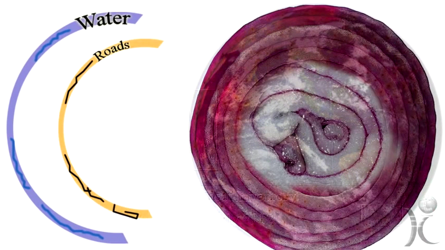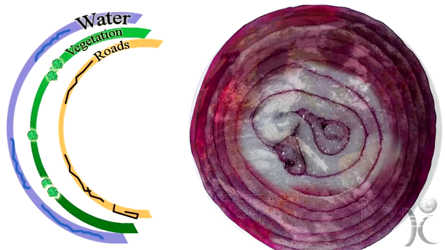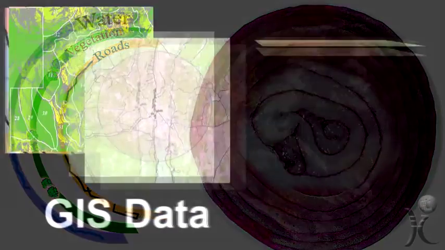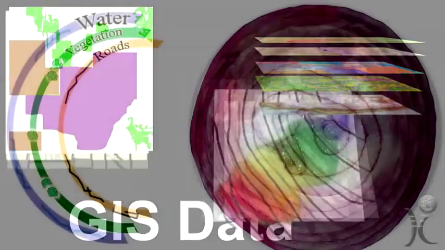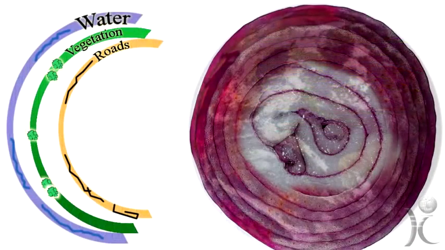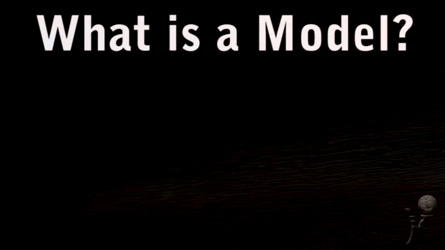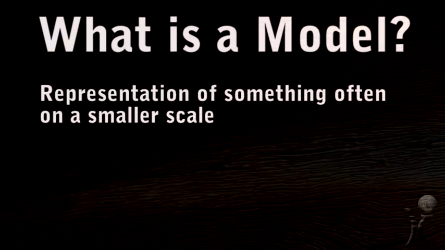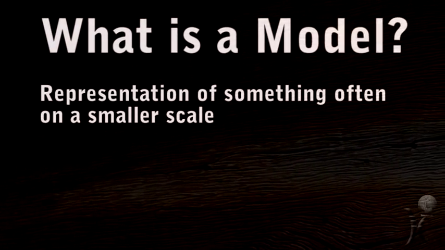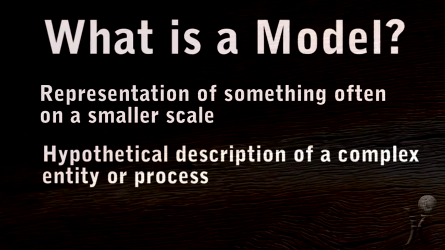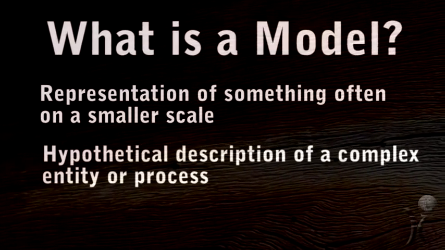Layers like that of an onion. GIS technology is founded upon the capability to organize this information into a series of layers that can be integrated together into a composite view. What is a model? A model is a representation of something on a smaller scale. It can also be a hypothetical description of a complex entity or a process.